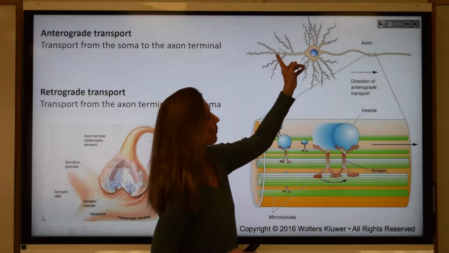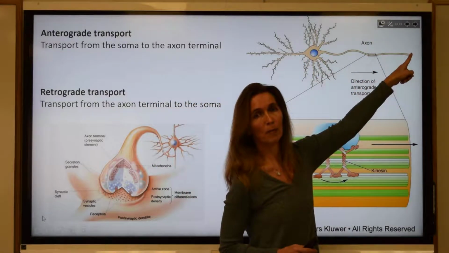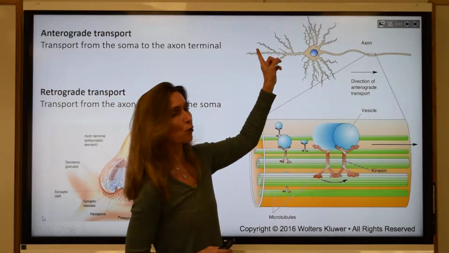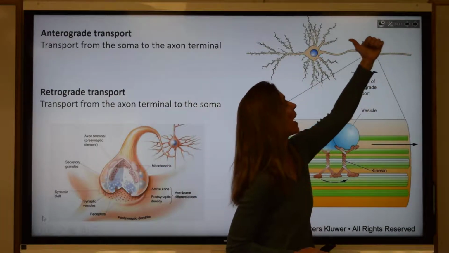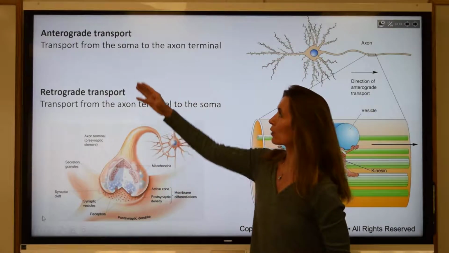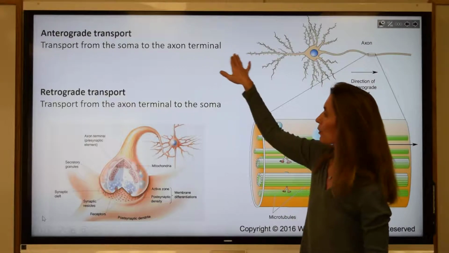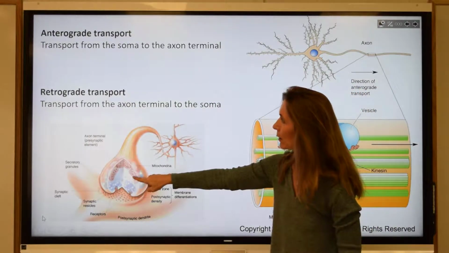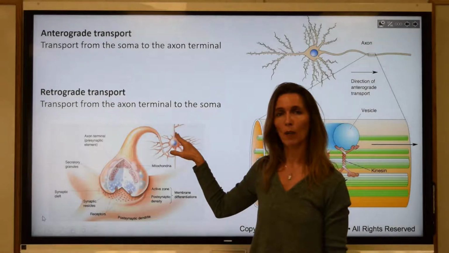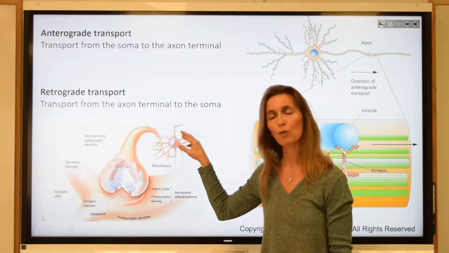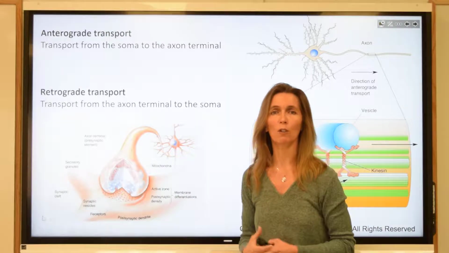So if proteins are transported from the soma to the axon terminal, we call this anterograde transport. If proteins are transported from the axon terminal back to the soma, we call this the so-called retrograde transport. So anterograde transport is from the soma to the axon terminal. Retrograde transport is from the axon terminal back to the soma, where the metabolic end products that are being transported back to the soma can be processed and either released by the neuron or metabolized and recycled within the neuron.